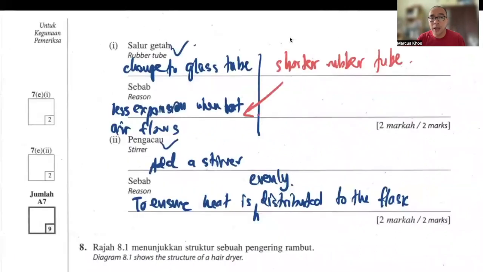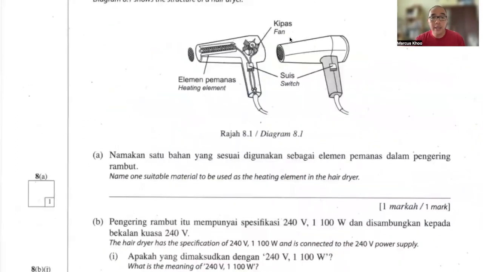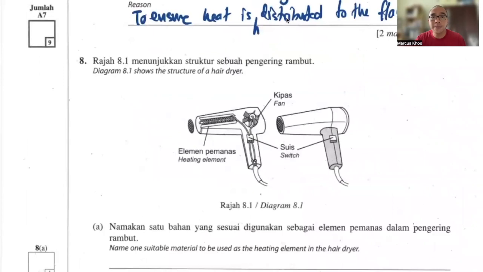So for the same reason, I think you can use either one of the modifications. Either you change to a glass tube or you use a shorter rubber tube. I think it's fine either way. All right. Okay, let's continue to question number 8.